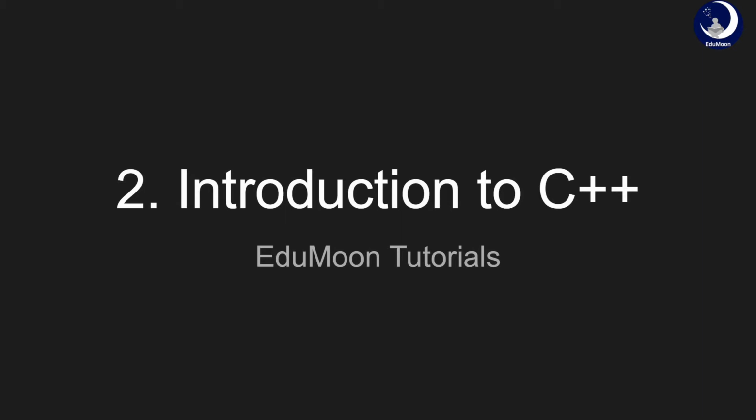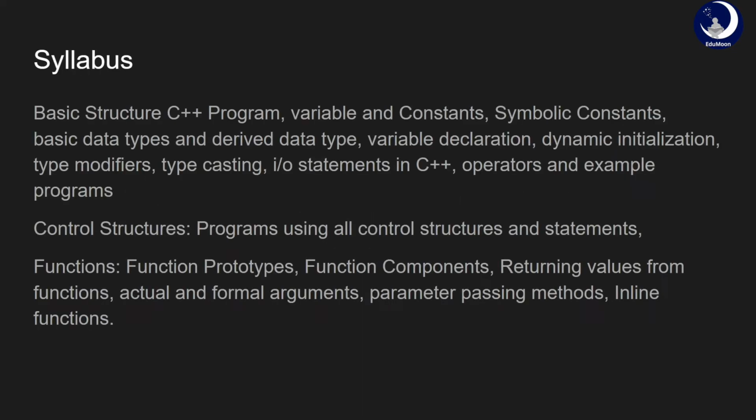In the previous lecture, we covered the introduction to C++. In today's lecture, we will be learning a little more about the subtopics in this chapter. In the previous lecture, we started from the basic structure of a C++ program and covered till derived data types. In this lecture, we will be dealing with variable declaration, dynamic initialization, type modifiers, typecasting, input-output statements in C++, followed by some operators and example programs.